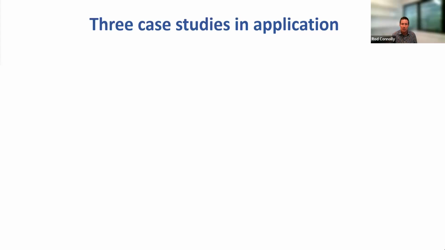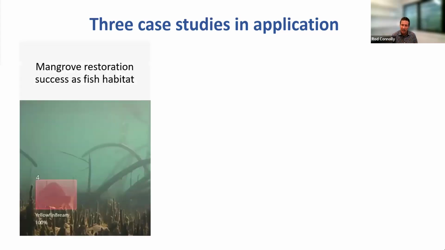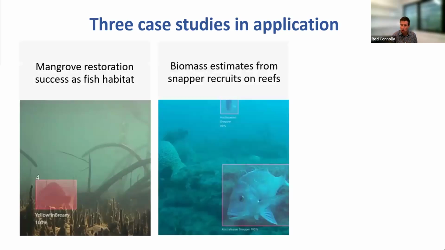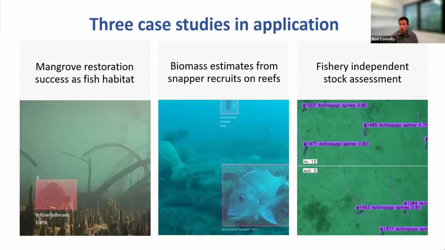So I said I'd use some application studies. So these are 3 case studies that show how the computer vision can be applied. And I'm going to start with a relatively straightforward situation of asking about the success of mangrove restoration for fish habitat, and then move to something where the computer vision tasks are much more complex, much more demanding, about the recruitment of snapper onto reefs, and finally look at a straight fishery independent stock assessment situation and how computer vision is applied there.